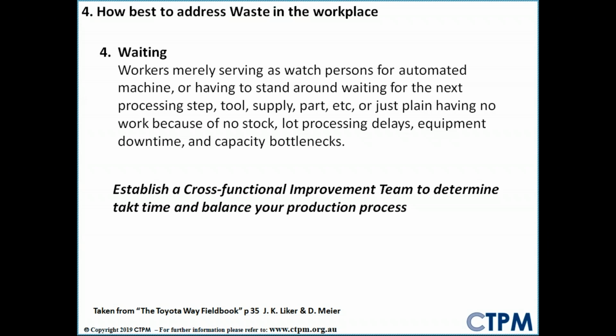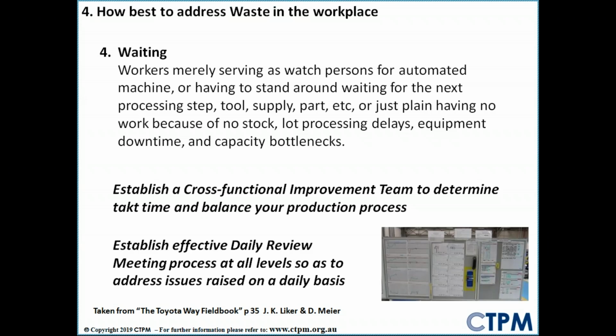And that might mean you have extra labour on one process and less labour on another, slow one down, speed one up, so you get a balance going through the production process. So that's what we call line balancing. And then the other way is you establish an effective daily review meeting process, so issues of waiting and things not progressing can be identified and picked up in your scoreboard and your daily review process, so you can address those issues. And I'll talk a little bit more about that at the end.